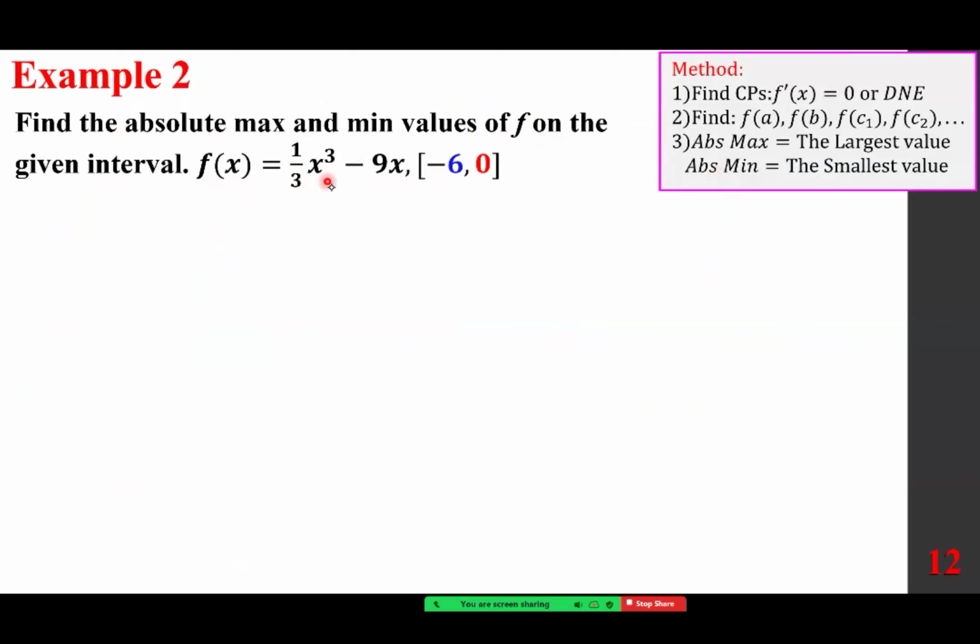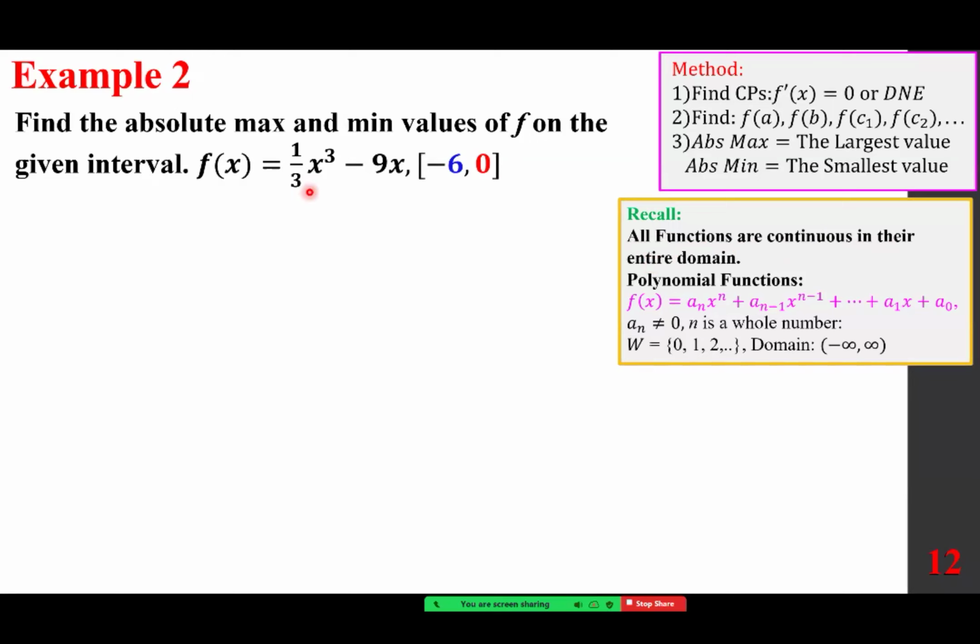What type of a function do we have? What is the domain? And when we say what is the domain, that means where the function is really continuous. Remember that. So a couple of things. Number one, recall, all functions are continuous in their entire domain, regardless of the type of function. When you come up with the domain, that means that's where the function is continuous.